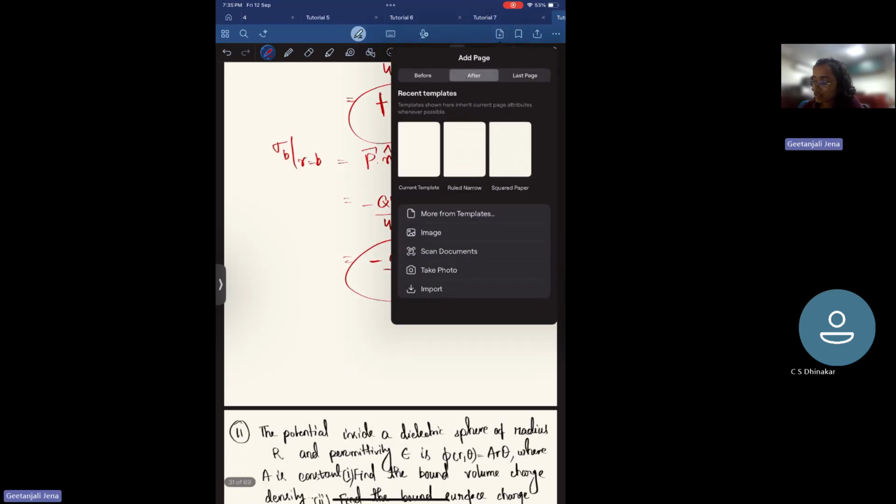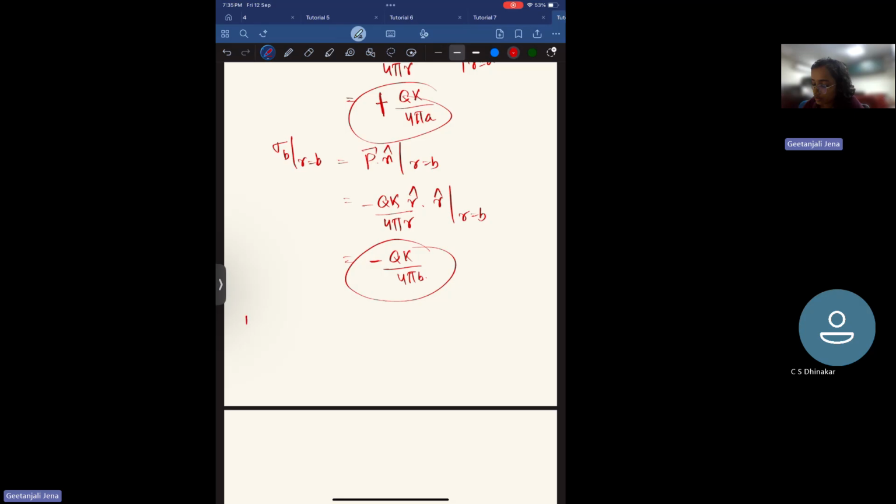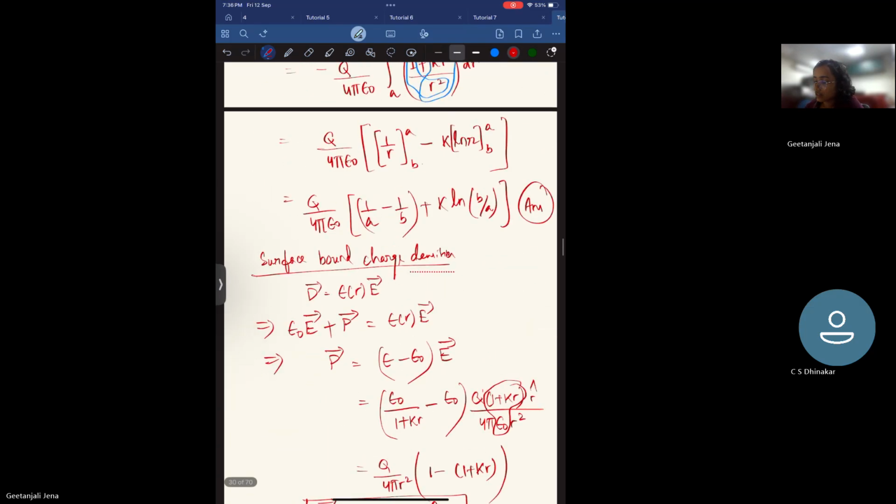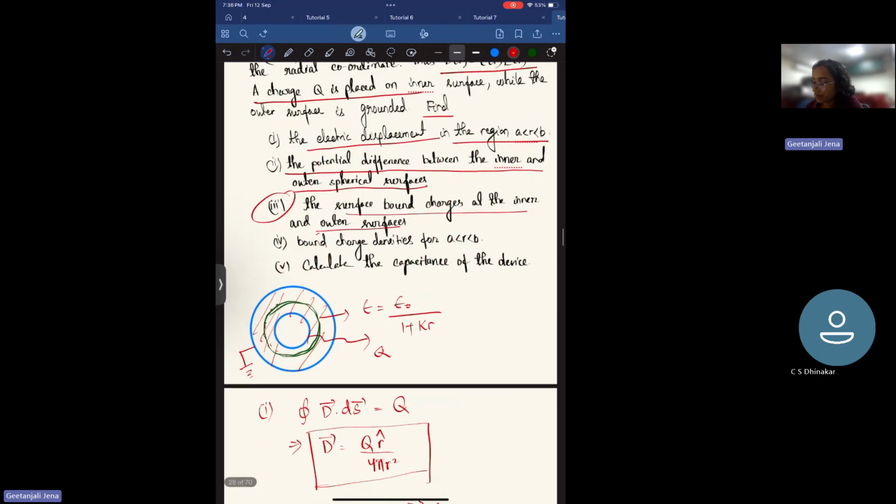For volume charge density, we need the negative of the divergence of P, which is 1 by R square, dou by dou R, R square times Qk by 4 pi R, which is Qk by 4 pi R square. This is all about the bound charge density.